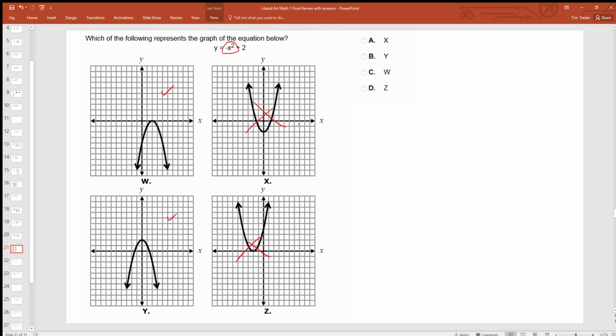All right, the +2 is going to shift the graph up 2 points. So this one's out, and this one is the one we want to pick, which is b.